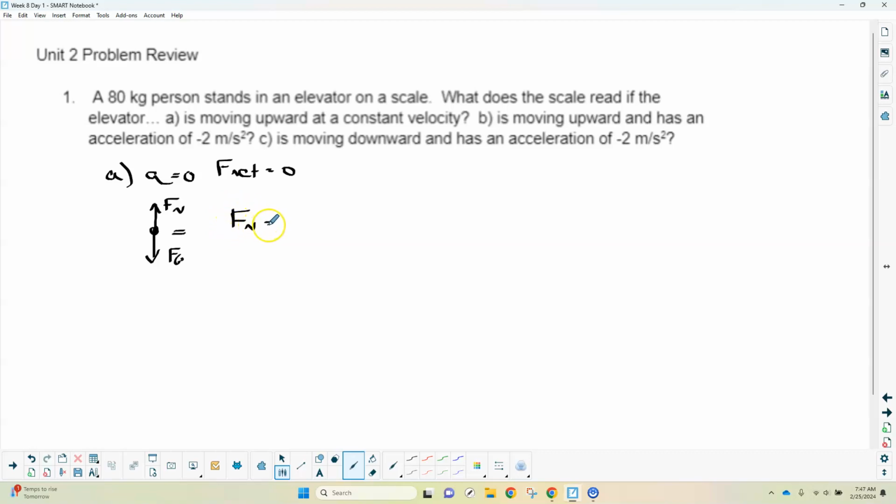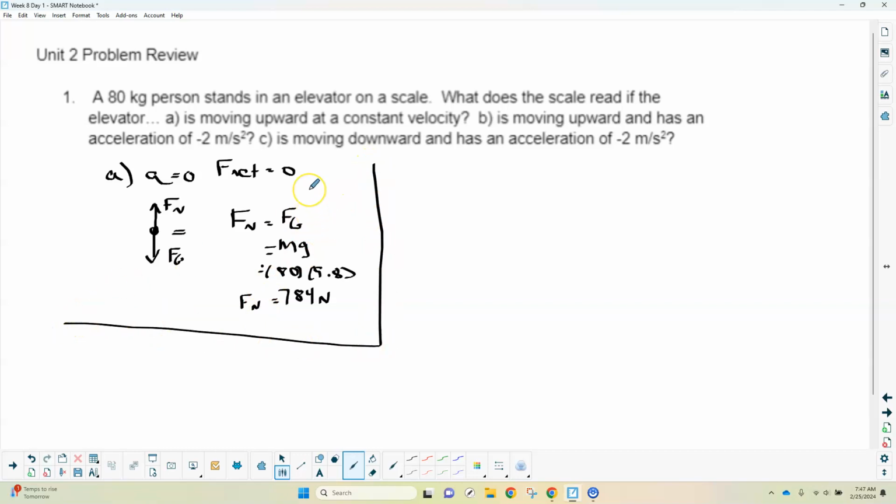And to figure out the gravity force, you just use the gravity equation, so pretty straightforward. You just do m times g, and you do 80 times 9.8. So 80 times 9.8 gets you a value of 784. So 784 newtons is what the scale is reading when it's moving at a constant velocity, or if it was stationary. Anytime there's no acceleration, that would be the value for the normal force.